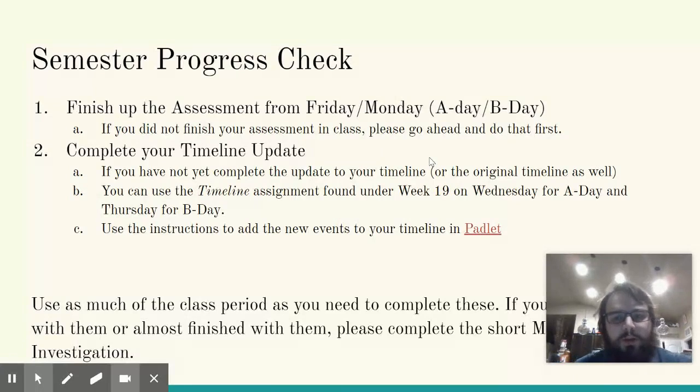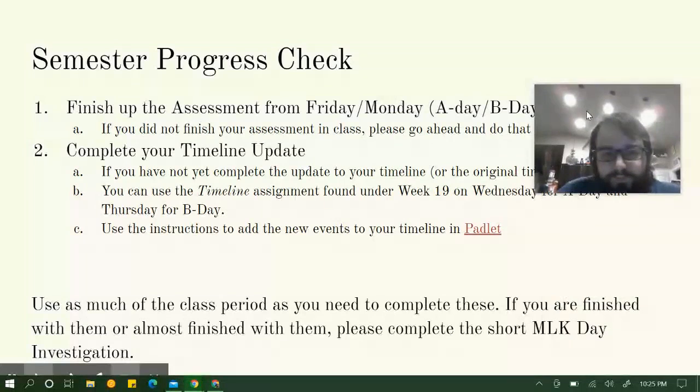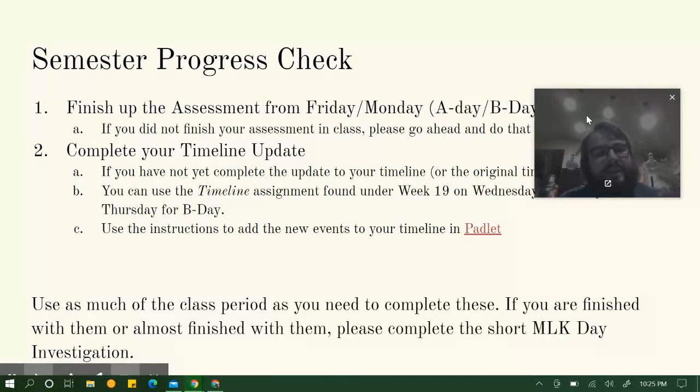You can use the timeline assignment found under week 19, on Wednesday for A Day and Thursday for B Day. So it'll be in that week 19. It'll be right there. Use those instructions. It'll help you for both if you're behind from last semester still and the new events from last week. Use the instructions to add those new events. You can click the Padlet link to take you to Padlet. Like I said, use as much of the class period as you need to complete these. Focus on these first, please. We really need you guys to get caught up.